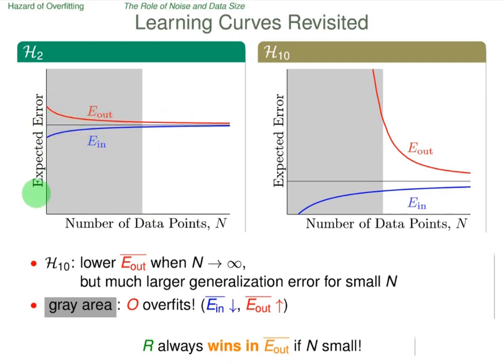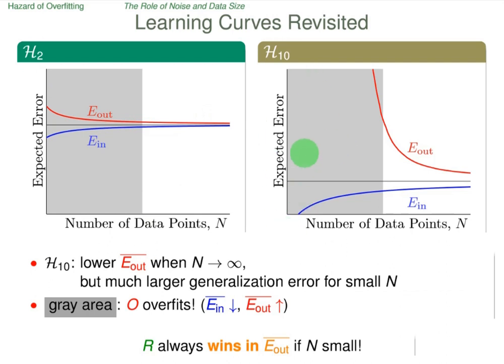We have error, expected error, and number of data points. H2, the class of second order hypotheses or polynomials, is restricted. Therefore, the in-sample error is higher, along with out-of-sample error. In this case, the overfit region corresponds to the gray area, where the difference between in-sample and out-of-sample is significant. However, as the number of data points increases, both approach each other, but generally the in-sample error remains higher for second-order polynomials, or the restricted class of polynomials.